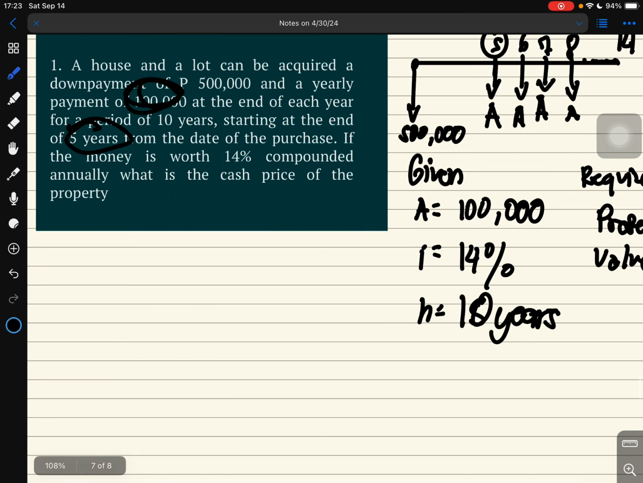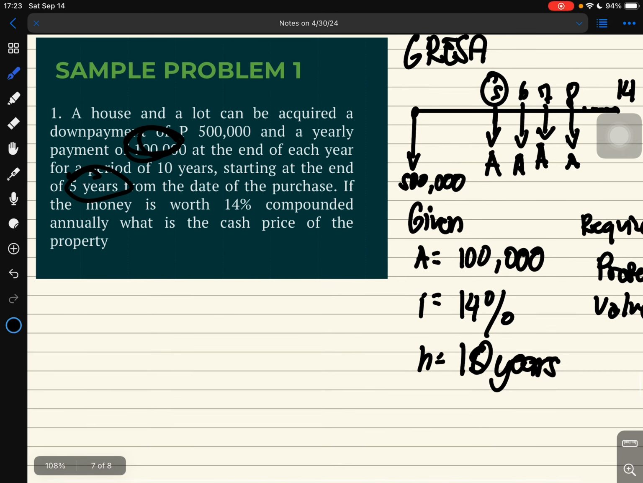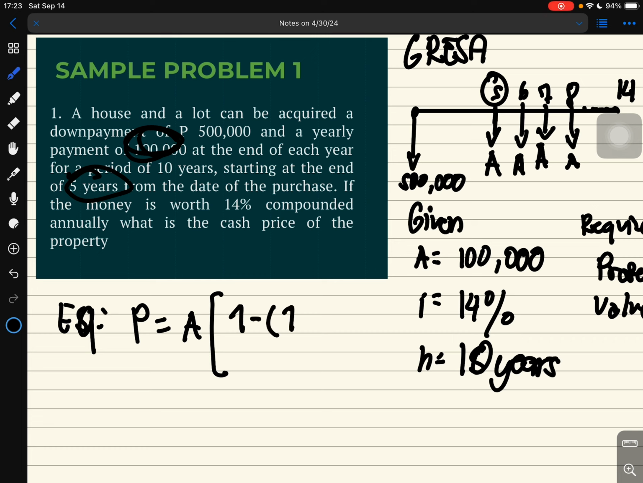Okay. Now, for our equation, we have our formula. Kagaya nga sinabi ko, kapag present value, ang positive is 1, negative ang n. So our equation is present value is equal to annuity multiplied by 1 minus 1 plus I raised to negative n all over I. Okay?